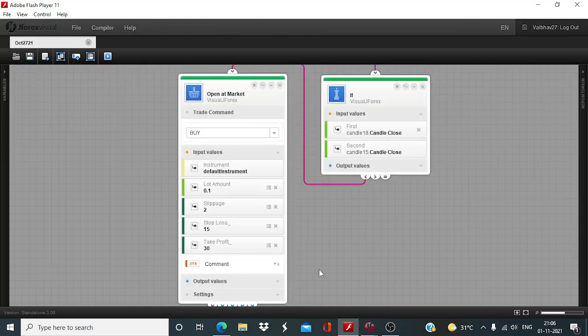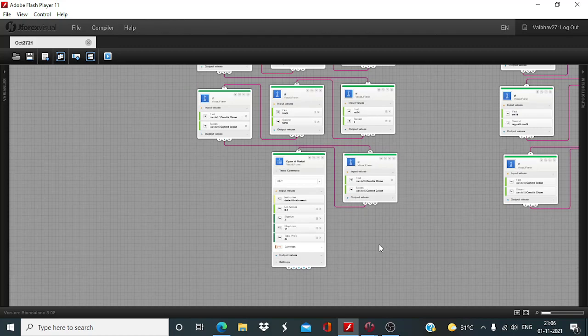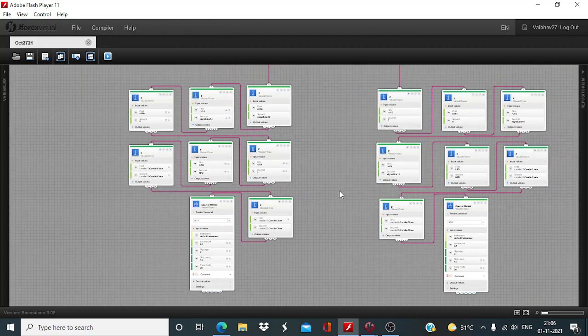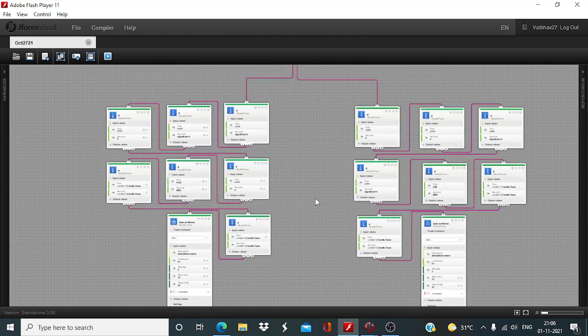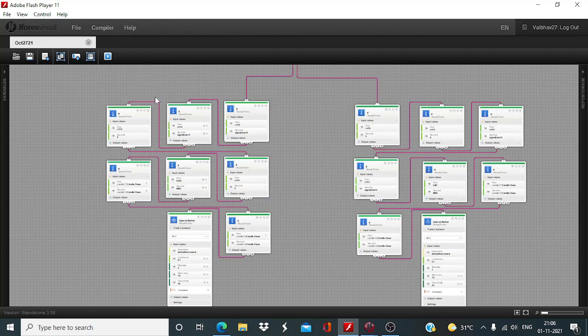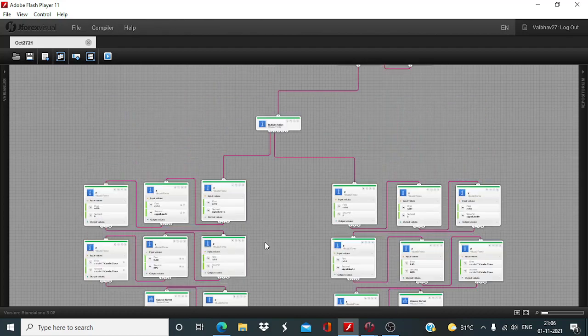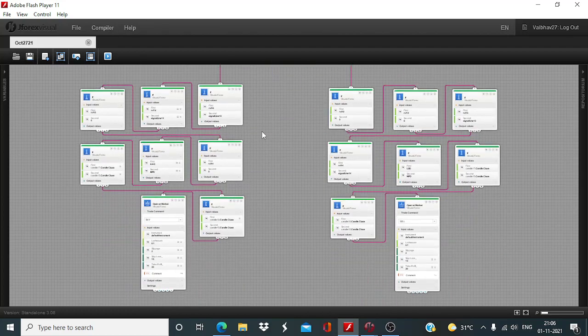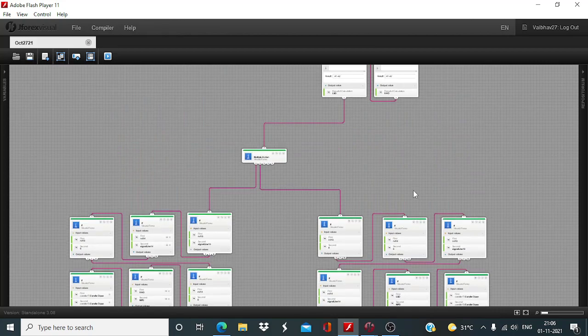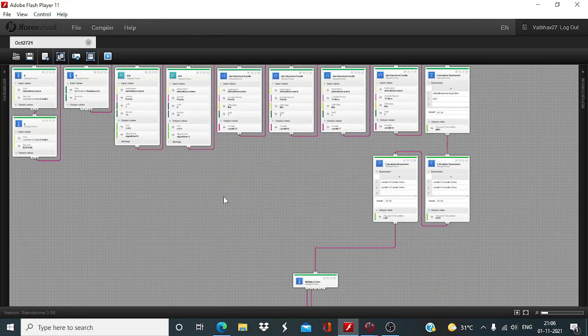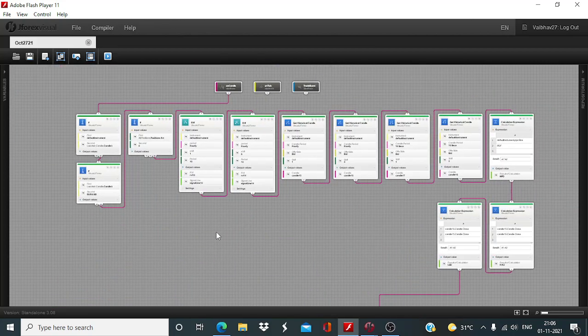So with this we have these two mirror images of the system in place. One side it is for the buy side, and now we have also completed the sell side of the algorithm. And with this our algorithm is also complete.